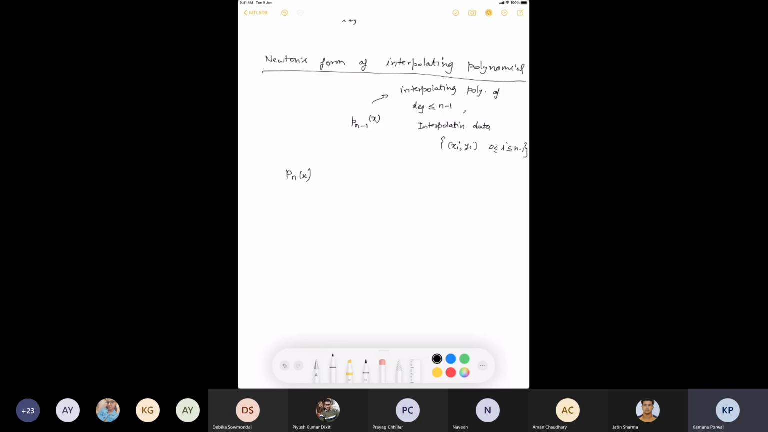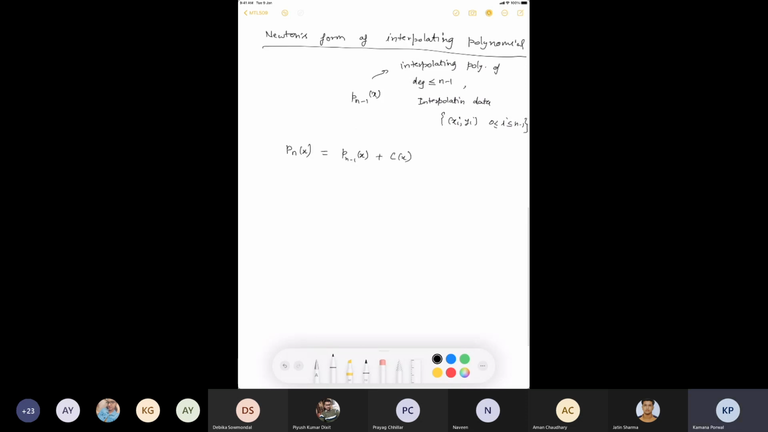So the idea is, I'm going to use the same idea which we used in proving the existence and uniqueness of the interpolating polynomial. That is, I'm going to use this P_(n-1)(x). Since this is a polynomial of degree less than or equal to n minus 1, and I want to construct a polynomial of one degree higher, I'm going to add one term which we have to determine. Now what does this term have to be?